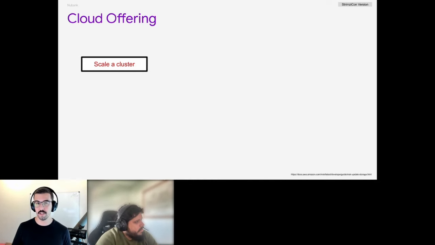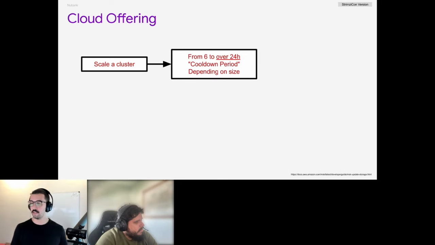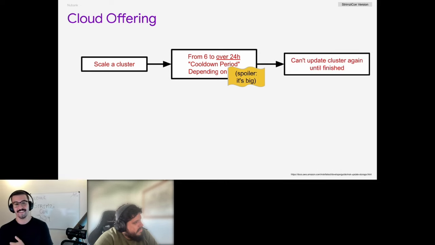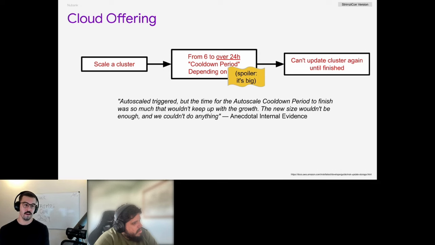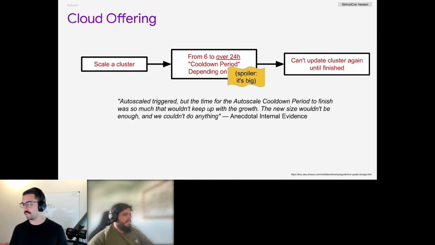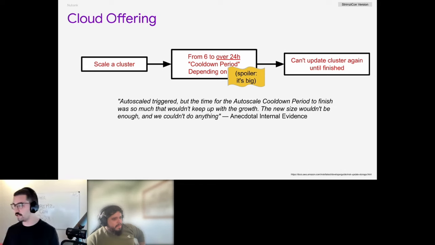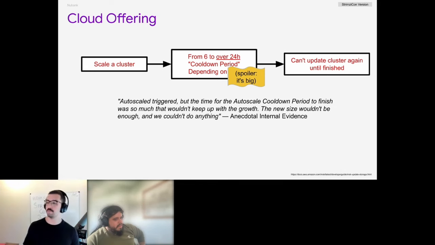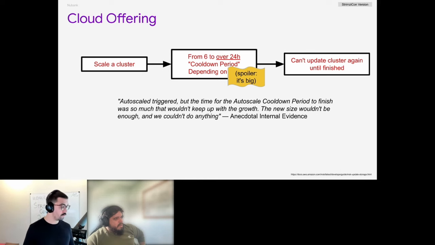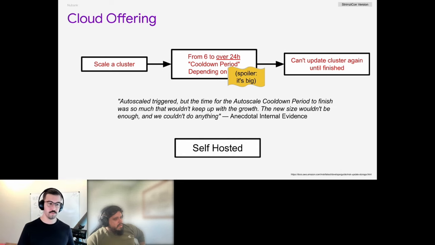In the cloud offering, when you scale a cluster, it promises a cooldown period from 6 to over 24 hours depending on the size of the cluster. And it turns out the clusters are big. And you couldn't update the clusters again until it finished. We have this internal anecdotal evidence: somebody triggered a scale-out, but the cooldown period for the scale-out to finish was so long that it couldn't keep up with the growth. The new size wouldn't be enough and we couldn't do anything. So we were not comfortable with the lack of flexibility that the solution would give us. So we really chose self-hosted.